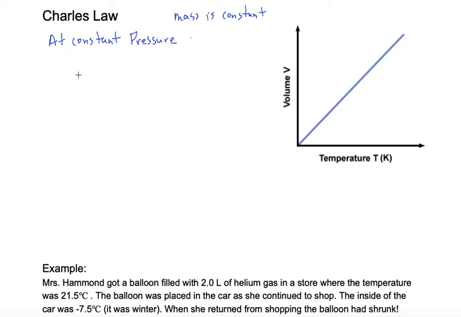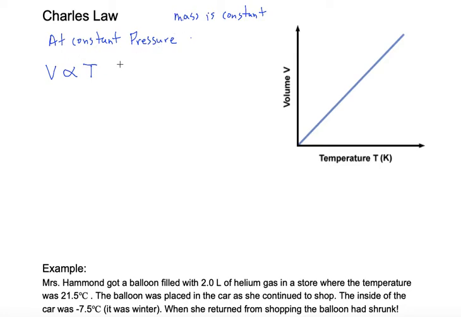What Charles' law is, is the relationship between volume and temperature when you're dealing with a gas. If we take a look at this graph, as the volume increases, so does the temperature. So this tells us how those two things are related. The volume is proportional to the temperature. If the temperature of a gas goes up, the volume of the gas is going to go up, assuming that you're keeping a constant pressure and that mass is constant.